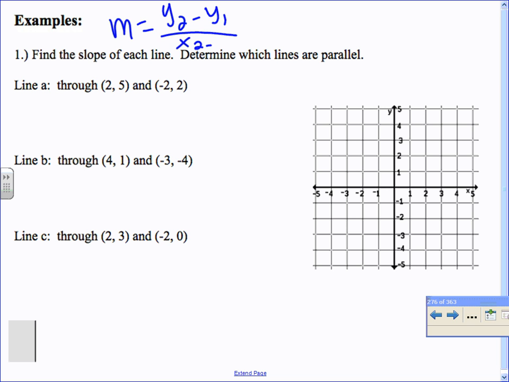So you graph it and you count, or you use the formula. Let's use the formula. We're beyond the whole counting part of this. So x1, y1, x2, y2. Go ahead and find the slope of line A. I'll walk around to make sure you guys are getting it. Find the slope. You okay? Find the slope of line A.